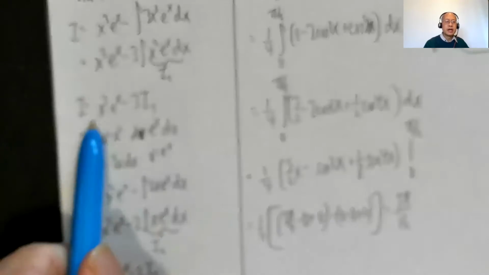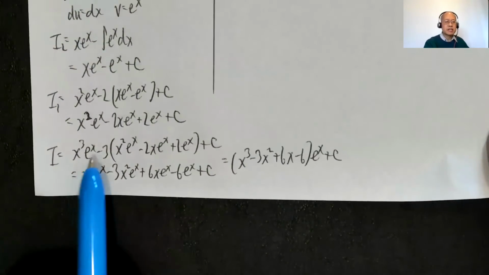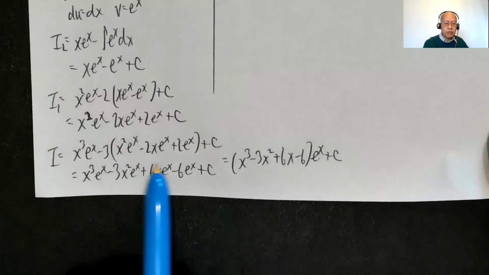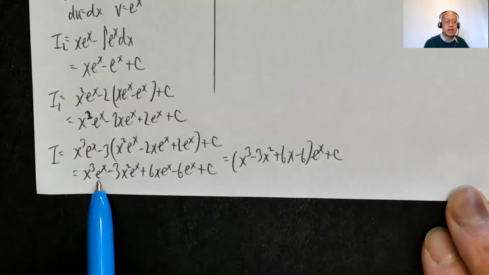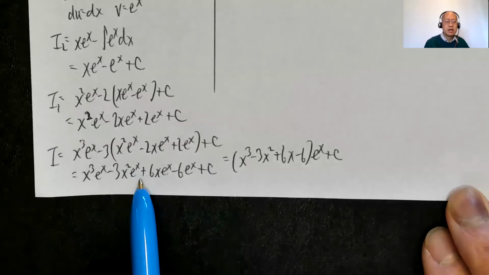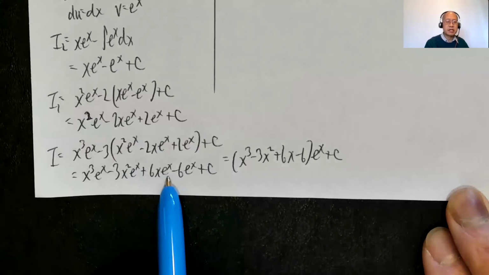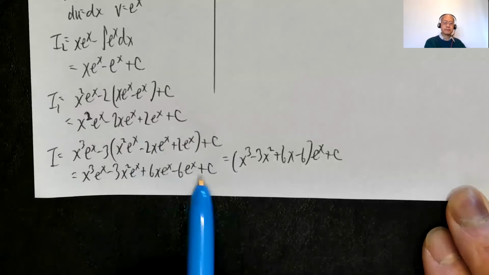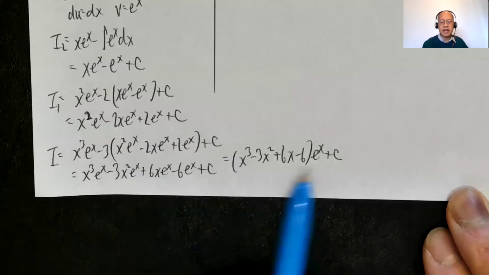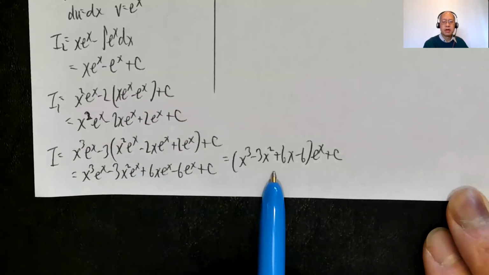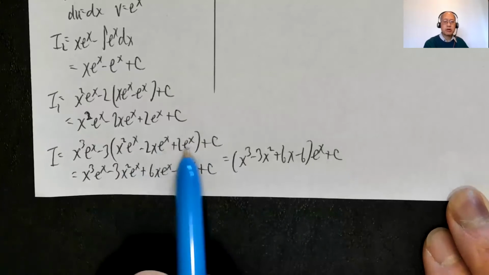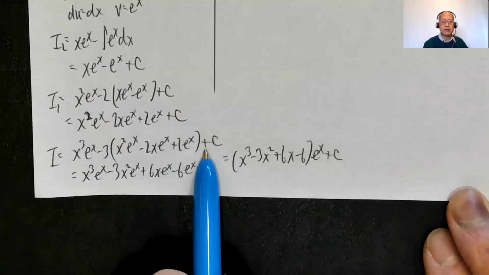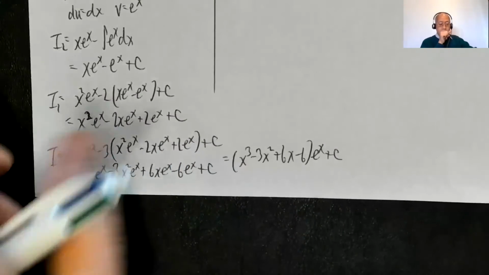Finally, the original I is x cubed e to the x minus 3 I1. So x cubed e to the x minus 3, here's all of I1, plus c. So final answer, x cubed e to the x minus 3x squared e to the x plus 6x e to the x minus 6 e to the x plus c. Or you can factor out the e to the x: x cubed minus 3x squared plus 6x minus 6, times e to the x, plus c. Okay, if you multiply c by 2 or 3 or whatever, it still remains c.